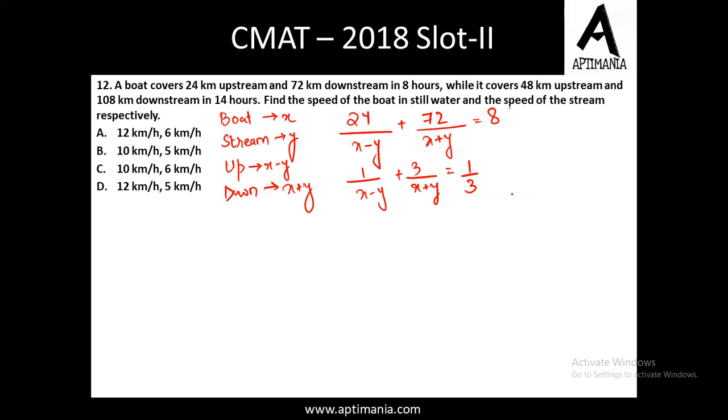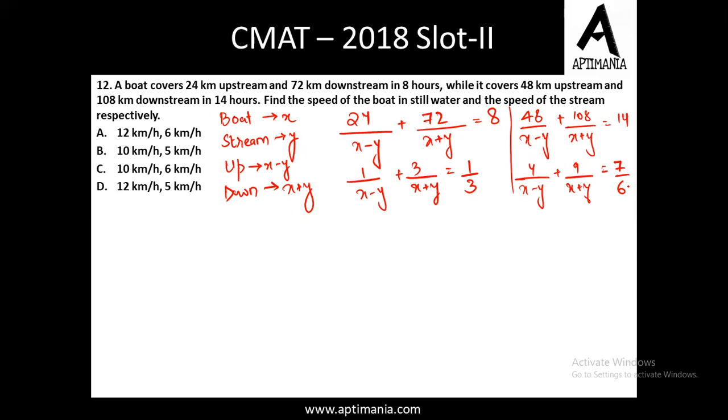Let's try to frame the second equation. The second equation is 48 kilometers upstream, so that's 48 upon x minus y, plus 108 kilometers downstream, that's 108 upon x plus y, equal to 14 hours. Taking 12 common, I'll have 4 upon x minus y plus 9 upon x plus y equal to 14 upon 12, which is 7 upon 6. So now I've got two equations in terms of x and y to solve and to get the value of x and y.